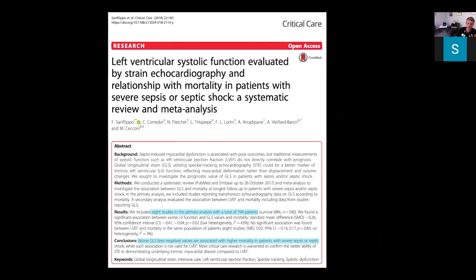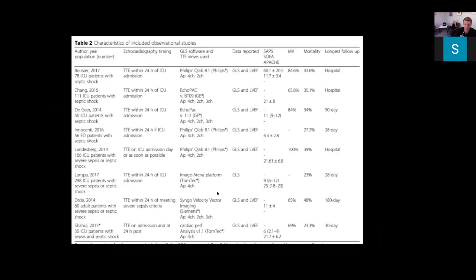We've got studies here done by some friends of mine, Filippo Sanfilippo, Nick Fletcher, Antoine Vieillard-Baron, Mauricio Cecconi. These are some of the greatest in the game. And they've done these meta-analyses that say that, so they've added together these 8 studies, mine's included in here, all of the data, and they say that we've got evidence to suggest that worse global longitudinal strain is associated with higher mortality in patients with septic shock.